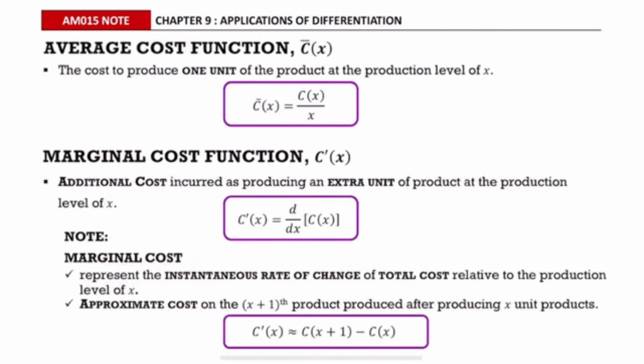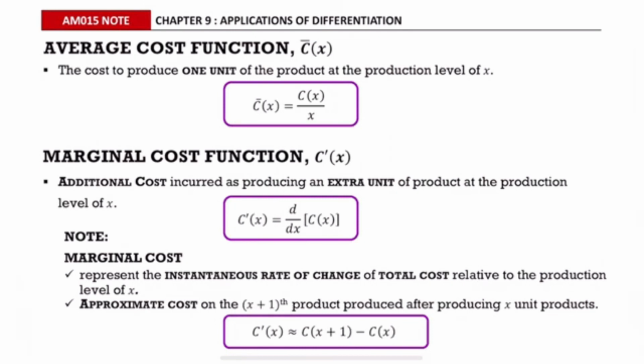Average cost function is denoted as C bar of x. It is the cost to produce 1 unit of the product at the production level of x. Average cost function is equal to cost function divided by x. Marginal cost function is denoted as C prime of x.